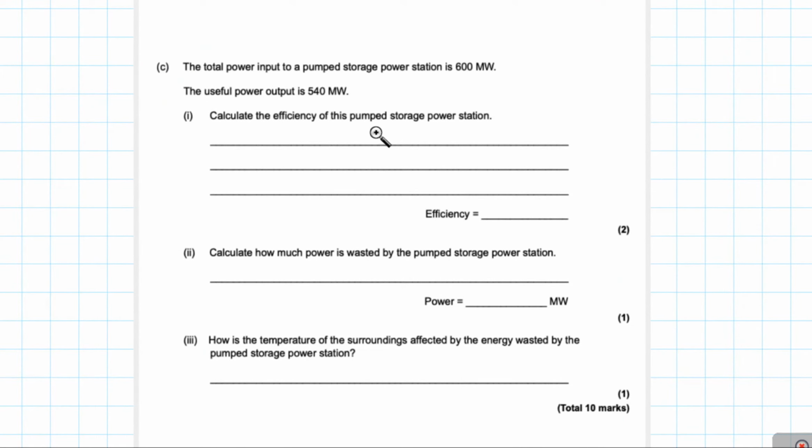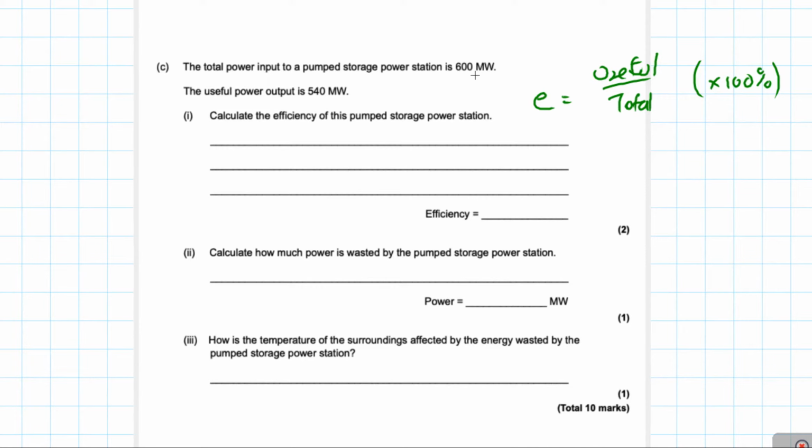The total power input to a pumped storage is 600 megawatts. The useful power output is 550 megawatts. Calculate the efficiency. So first of all, the formula for efficiency is E equals useful over total. And then you can either use it as a decimal, or if you want to, this is optional, times it by 100 to get a percentage. Depends what the question's asking for.